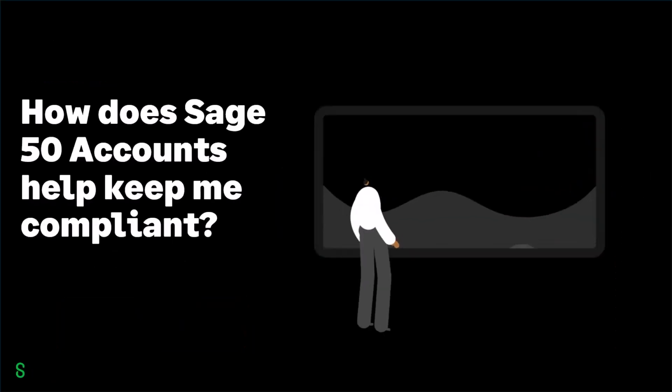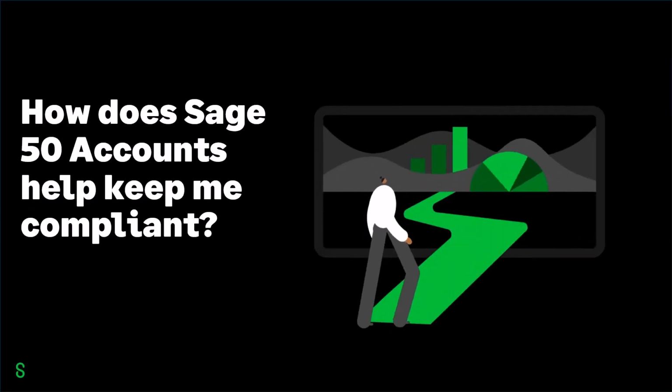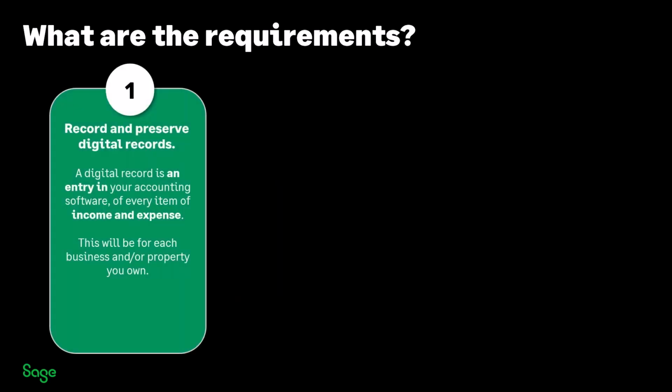Okay, so let's take a look at the requirements. So what is it that you need to be recording and submitting? You can break down MTD for income tax into 3 sections. First, we have recording your income and expenses. If you're already using software, you may already be doing these steps. In that case, nothing is going to be changing for you. You're just going to keep recording your transactions.